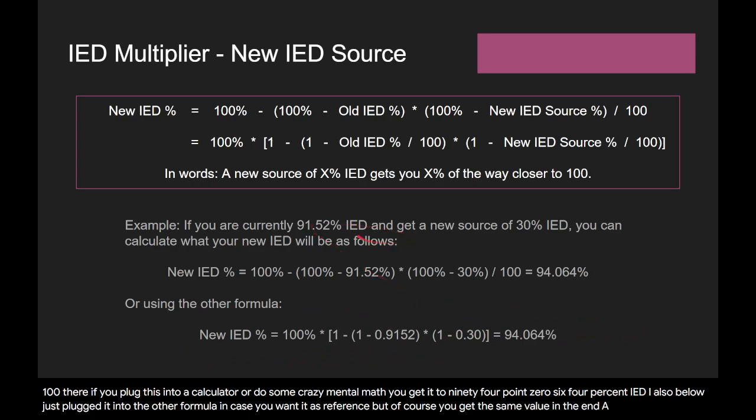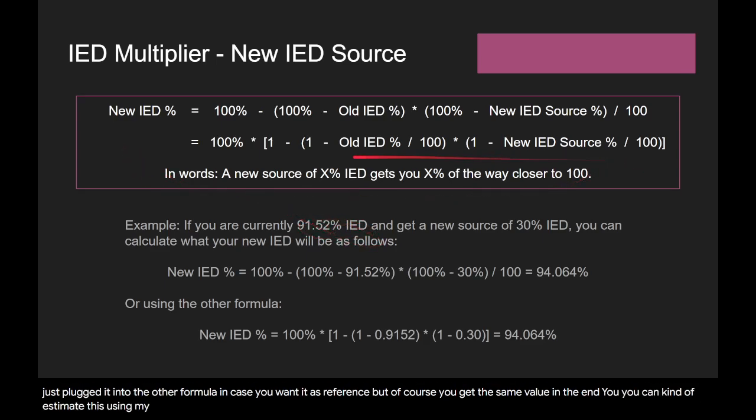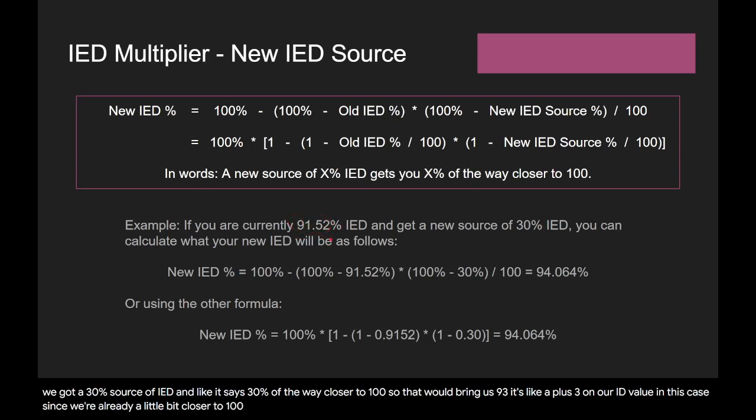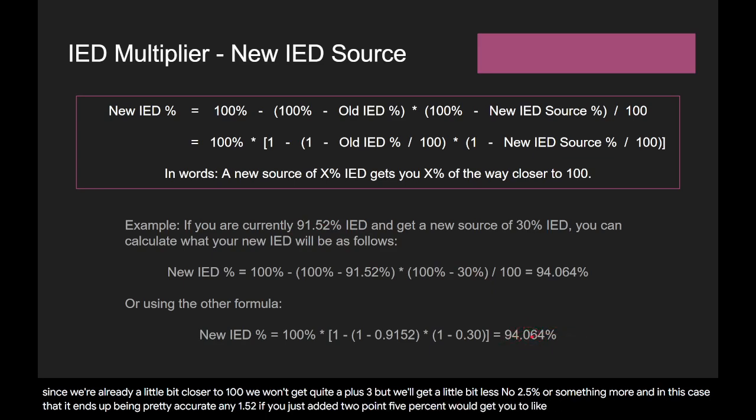As a quick note, you can kind of estimate this using my in-words description. 91.52 is a bit above 90%. So in the example I did earlier, when we were at 90% and we got a 30% source of IED, that gets us 30% of the way closer to 100. So that would bring us to 93, like a +3 on our IED value. In this case, since we're already a little bit closer to 100, we won't get quite a +3, but a little bit less. You might guesstimate around 2.5% or something, and in this case, that ends up being pretty accurate. 91.52, if you just added 2.5%, would get you to like 94.02 or something.